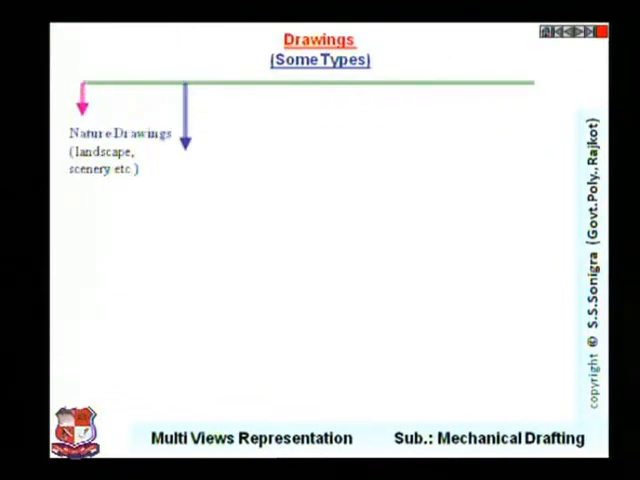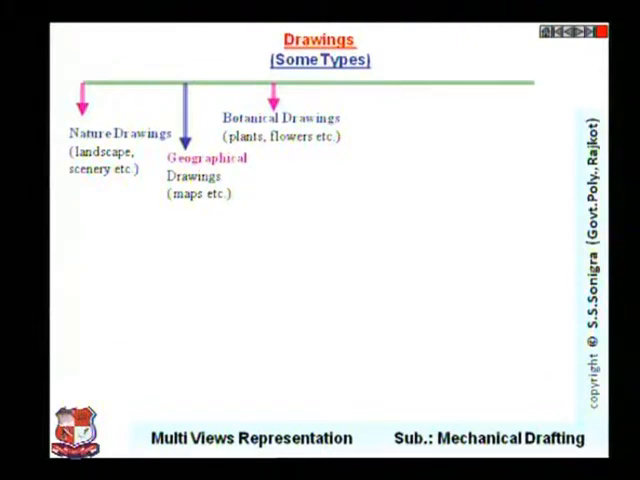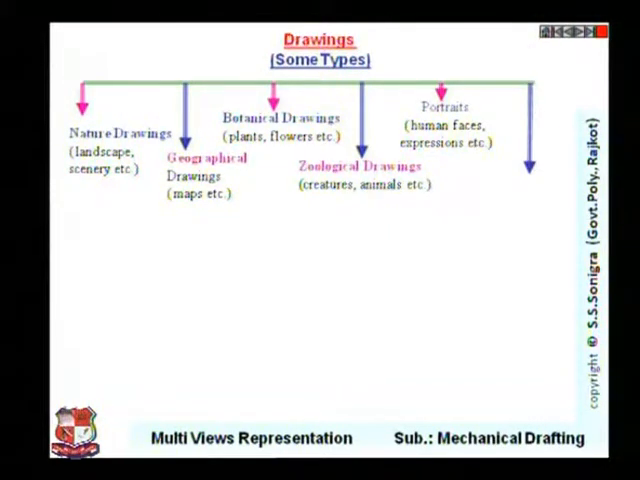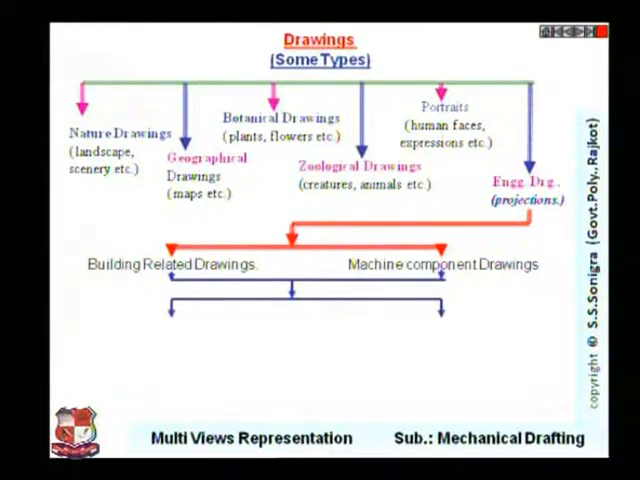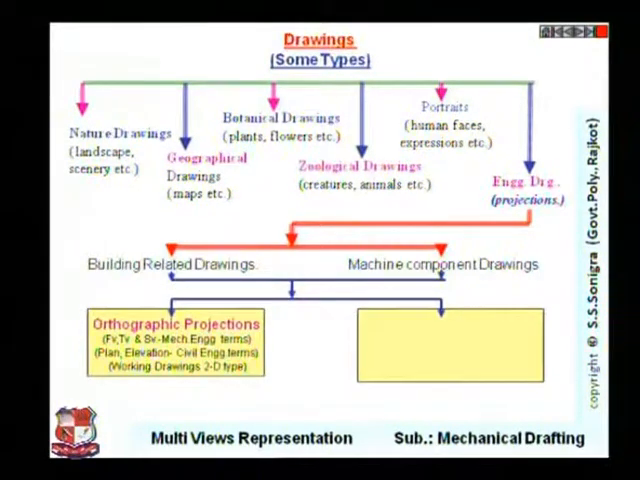There are several types of drawings: natural drawings, that is landscapes and scenery; geographical drawings, that is maps; botanical drawings, plants, flowers etc.; zoological drawings, creatures, animals etc.; portraits, human faces and expressions; and engineering drawing, that is projections. Engineering drawing is subdivided into two categories: building related drawings and machine component drawings. In both cases, the drawings may be orthographic projection or isometric projection.